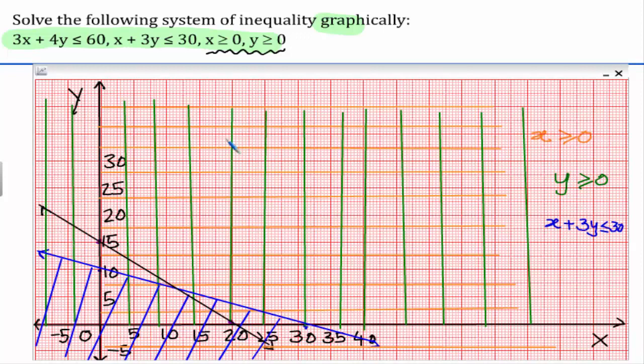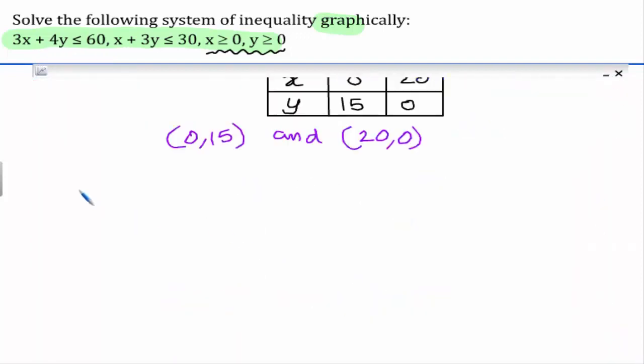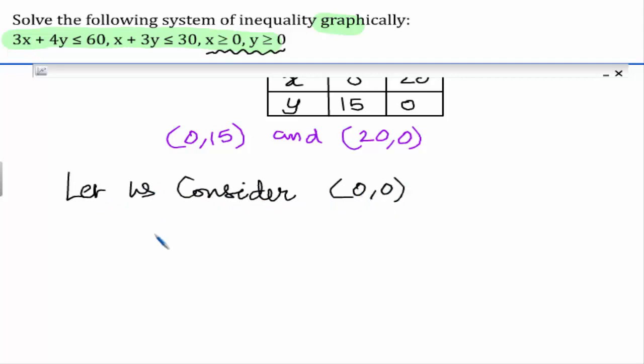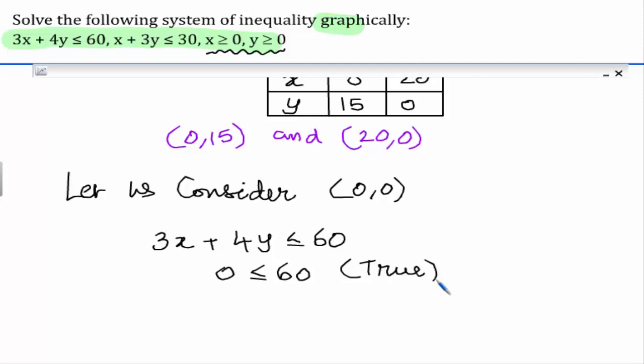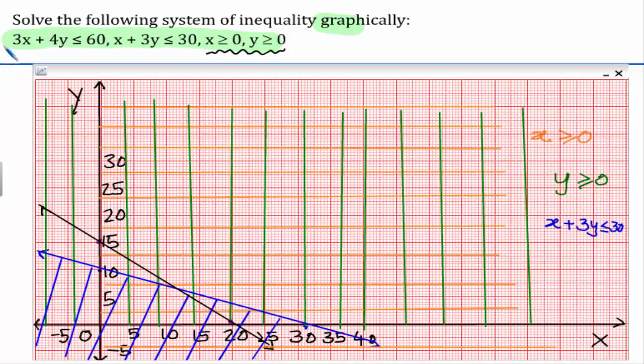Now here is the line representing the equation 3x plus 4y is equal to 60, and it is not passing through the origin. Now to find out the solution, let us consider the origin again and substitute into the inequality, which is 3x plus 4y less than or equal to 60. If I substitute 0 in place of x and y, I get 0 less than or equal to 60, which is a true statement. So therefore, origin lies in the region. That means we need to draw the lines towards the origin this way.